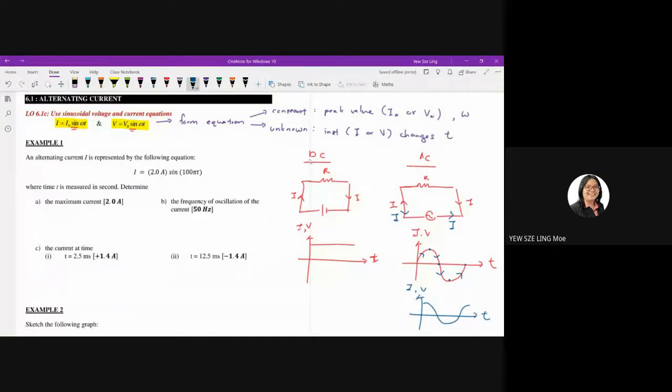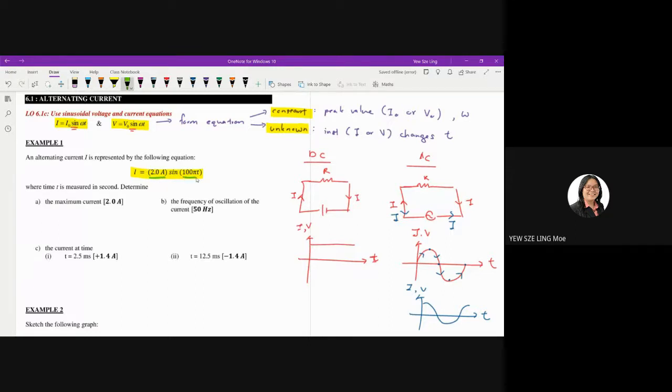All right, now let us go back to the equations again. So just now I told you, the first thing that you have to know is how to form equations. Well, you need to know which one is a constant value and which one is unknown. If it is a constant value, then you need to include the value in the equation. For example, look at example 1. You are given an equation I equals 2 ampere sine 100 pi t. In this equation, the constant is the peak value I naught, which is 2. That's why when you form the equation, you need to include the value in the equation.